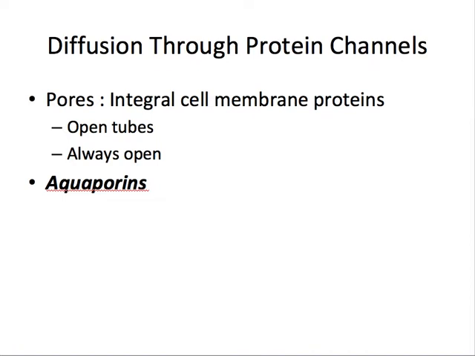Some of these protein pores are called aquaporins, which are the water channels, and they permit rapid passage of water through the cell membranes. But at the same time, they exclude other molecules. They allow only and only the water molecules to pass through the cell membrane, and these kind of protein channels are called aquaporins.